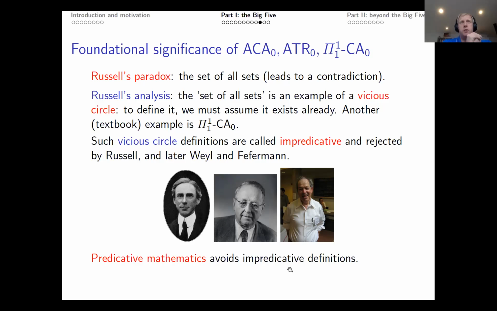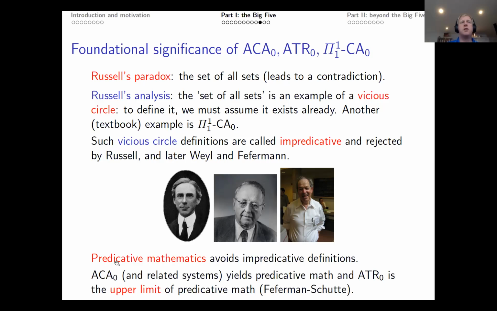And they said, well, you can't do this. Predicative math is the only way to go. It should avoid impredicative definitions, no vicious circles, especially not Pi11 comprehension. And so ACA0 and related systems are where you generally do your predicative math. And ATR0 is sort of the upper limit of predicative mathematics. This was shown independently by Feferman and Kurt Schütte. I should have put up a picture, so you have to imagine Kurt Schütte here, although he was not a predicativist, I guess.